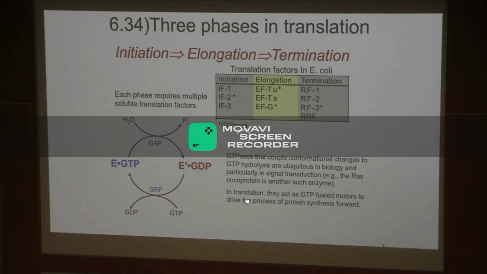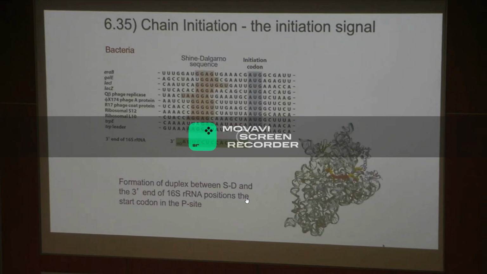So let's go through the three phases one by one. Okay. Let's talk about initiation. And before we talk about what happens during initiation, we need to talk about the initiation signal. Okay. And so in bacteria, the initiation signal consists of a start codon.